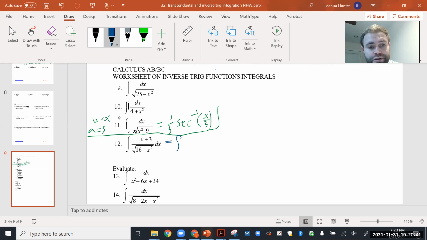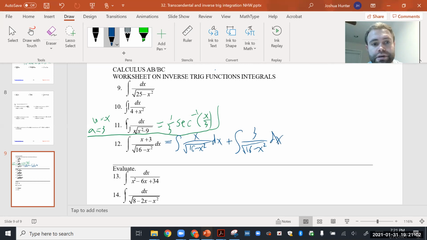So we're going to have two separate integrals, one where we have x on top over square root of 16 minus x squared, then plus integral of 3 on top of square root of 16 minus x squared dx. Now I can treat them separately just like I was just discussing.